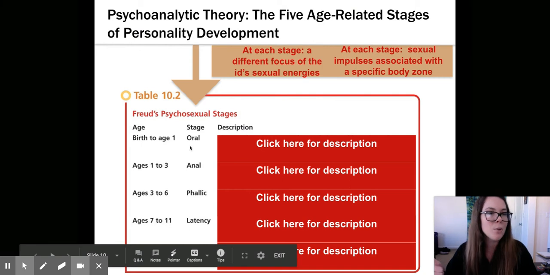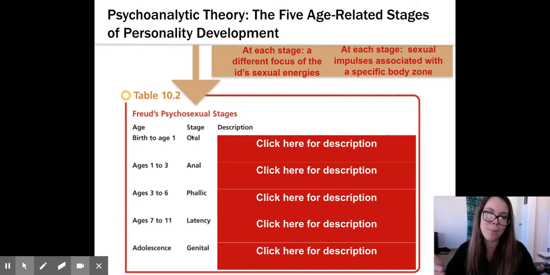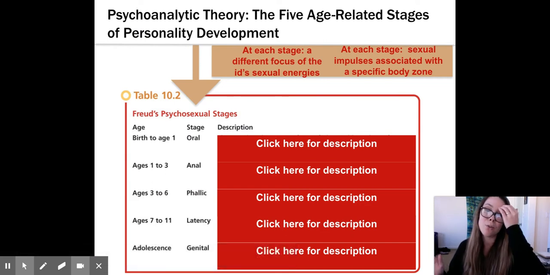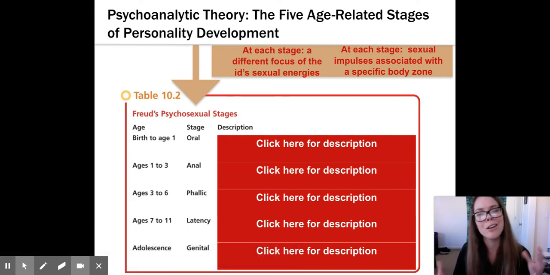Yes, I'm going to say them only once, and of course you guys got this on video, but bear with me. We have the oral stage, the anal stage, the phallic stage, the latency stage, and then to wrap it all up, we have the genital stage, which you're like, what is all this? I know.